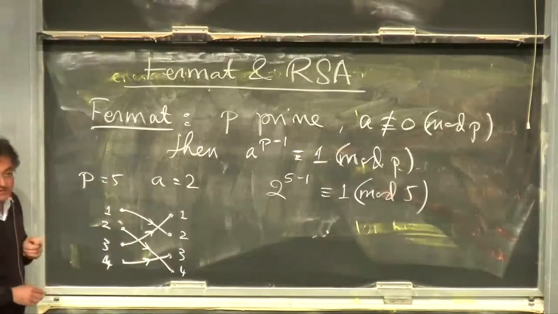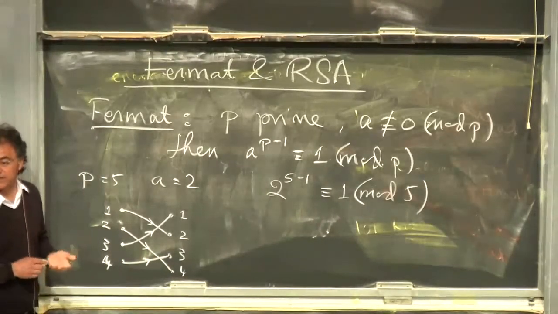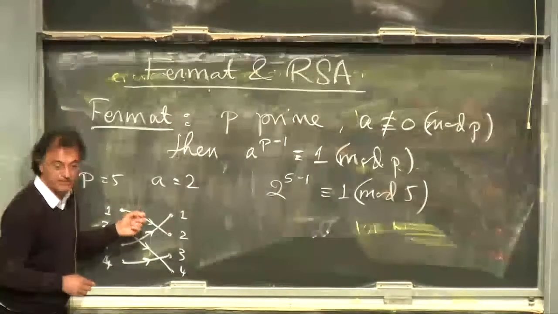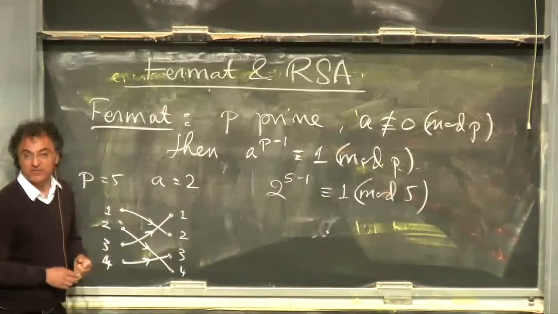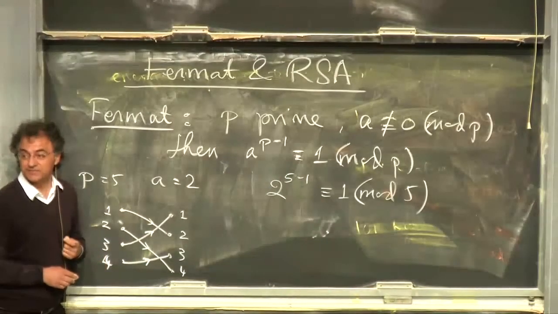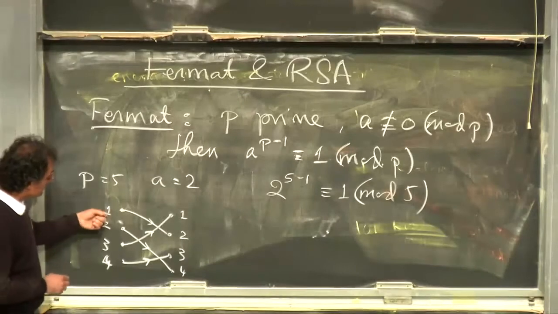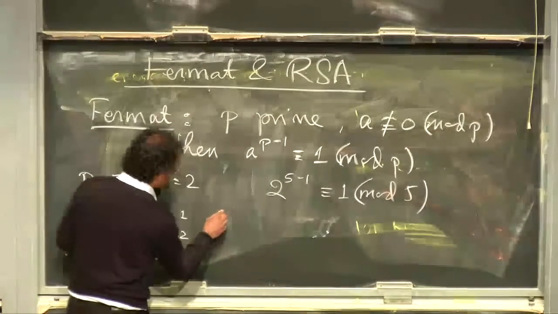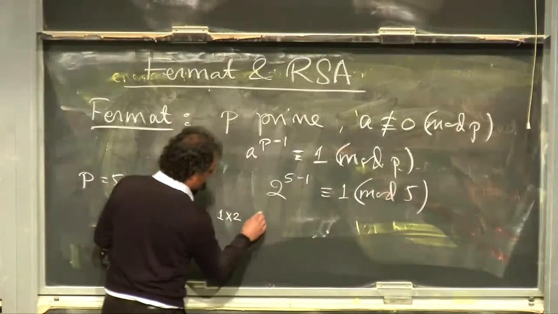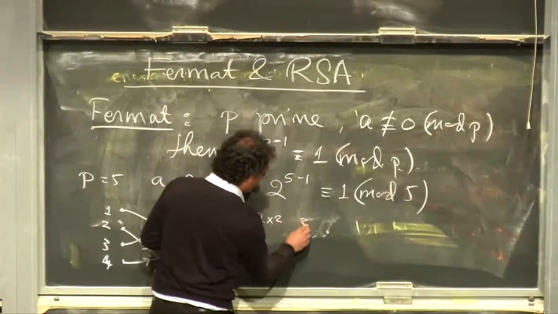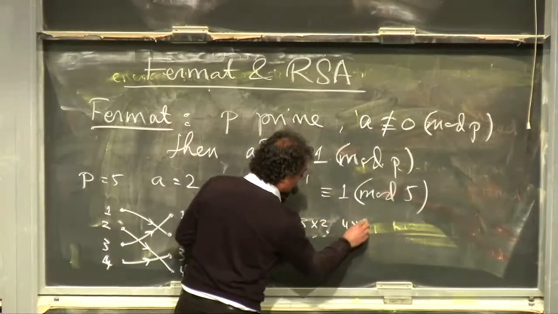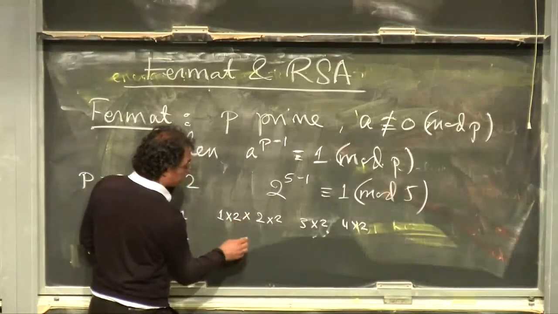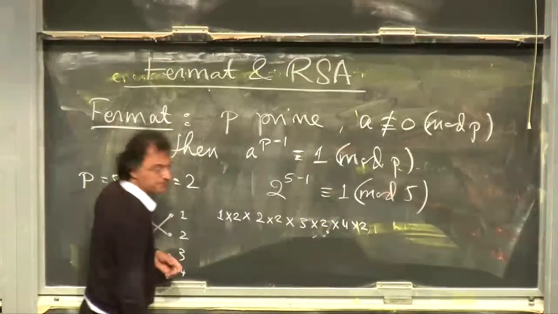Okay. So that doesn't seem terribly spectacular. Except that every one of them went to a different element. But even then, so what? Well, you see, now what he was looking at was 1 times 2 and 2 times 2 and 3 times 2 and 4 times 2. Now, what if you take all of these and multiply them together? So you get 1 times 2 times 2 times 2 times 3 times 2 times 4 times 2.